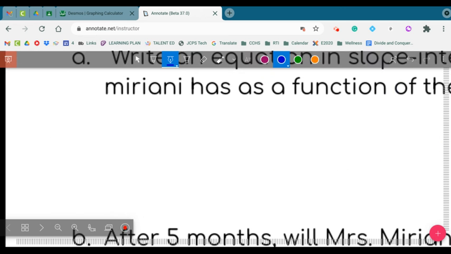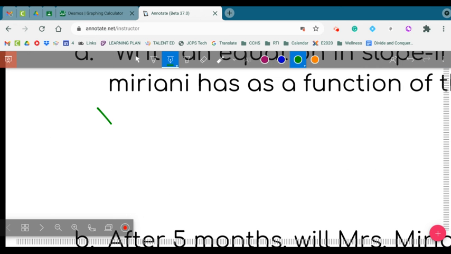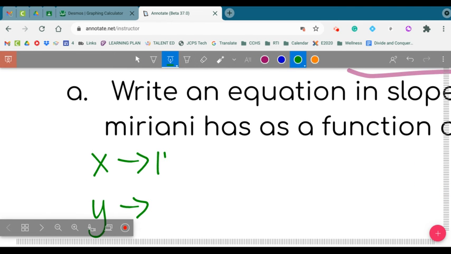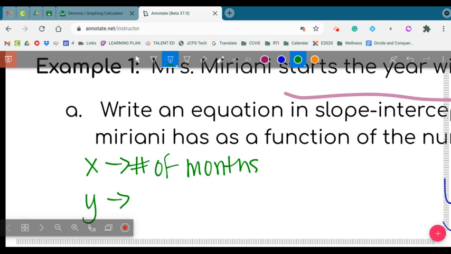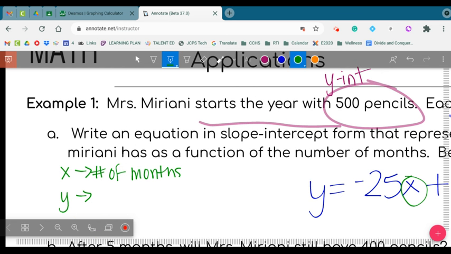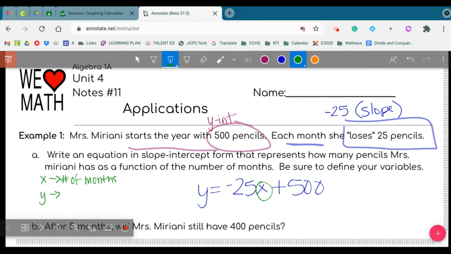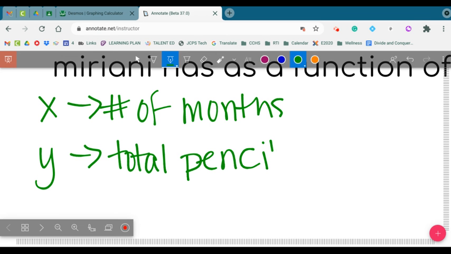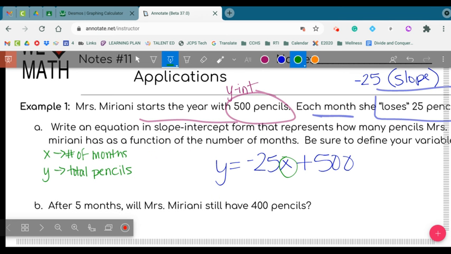Now, we still have to define our variables of x and y. So our x, what are we changing each time? That's the number of months. Our x is always going to be a number of something. And remember back to the first part of this unit where we had to do the graph. The x-axis is always the number of days, number of weeks, number of months. And then our y, if I were to plug in how many months it is to our equation, the y would give me my total number of pencils. So total pencils. So that's what I mean whenever we say define our variables.